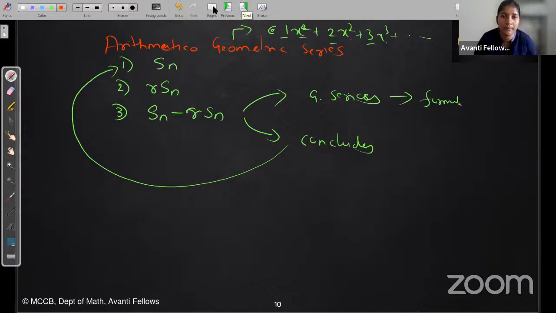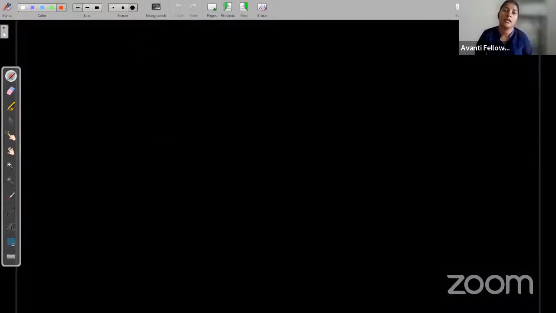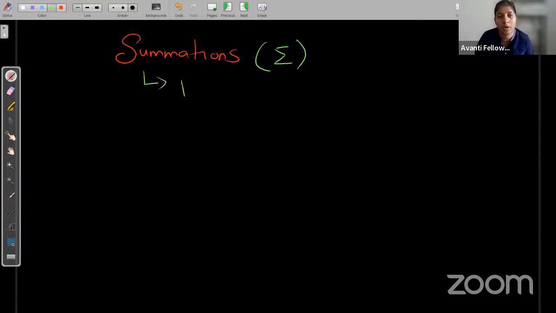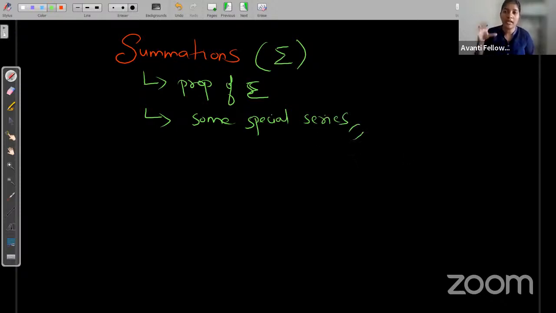We'll go to the next one. Next one was what? Summations. We studied about summations, right? It's given by the sigma notation. In this, we studied the properties of summations. And we also saw some special series. And using these special series, we solved so many problems, right?